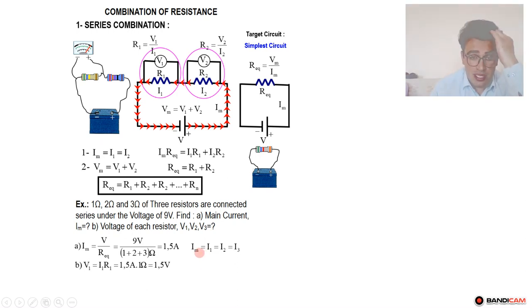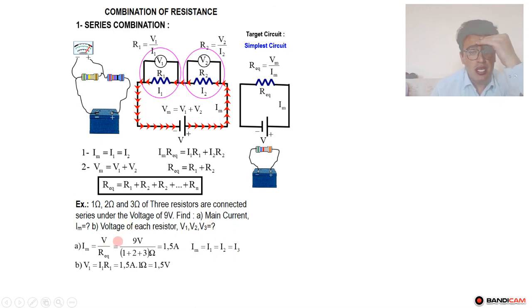Now, dear student, here we made a mistake. This potential difference is the potential difference from the battery, and it is not the same for this resistor, this resistor, and this one. It will be different, but the current we said is the same. In series, the current will be the same for each of them.